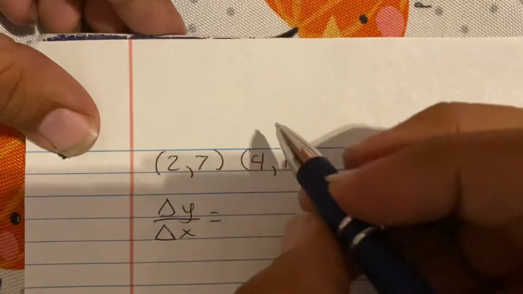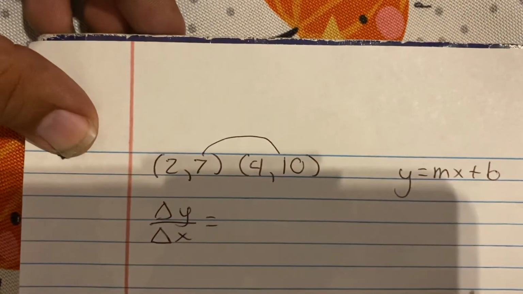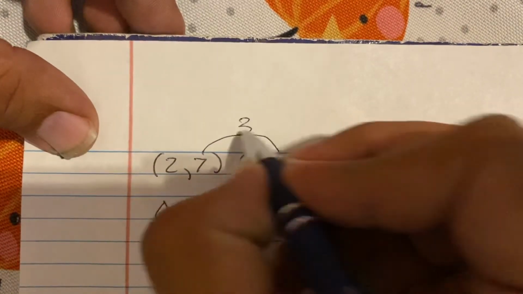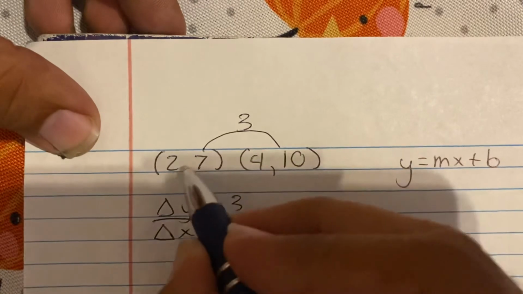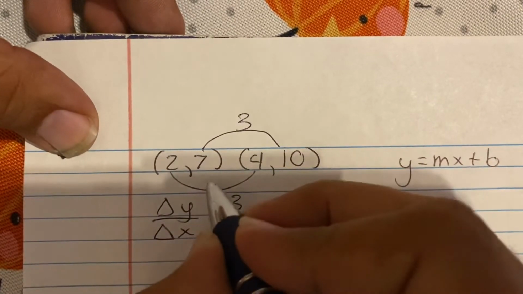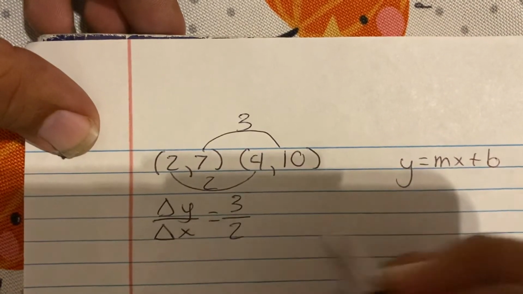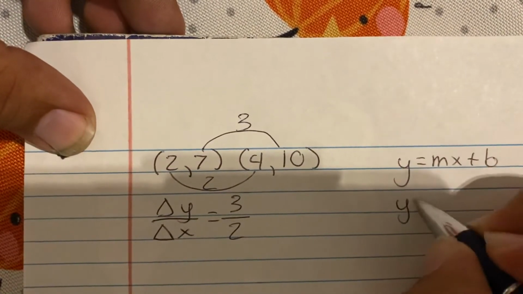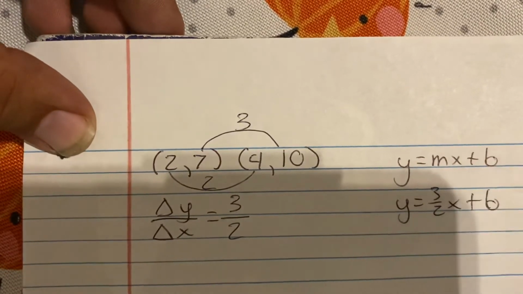So let's find out what the change in y was. How did a 7 turn into a 10? It went up 3, right? So I'm going to put a 3 here. A 3 goes on top. Then you go to the x's here. How does a 2 turn into a 4? Well, it goes up 2. So that's going to be on the bottom here. So the slope here is 3 over 2. So now I know this: y equals 3 over 2 x plus b.